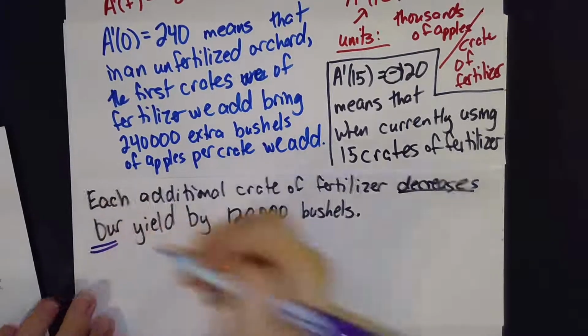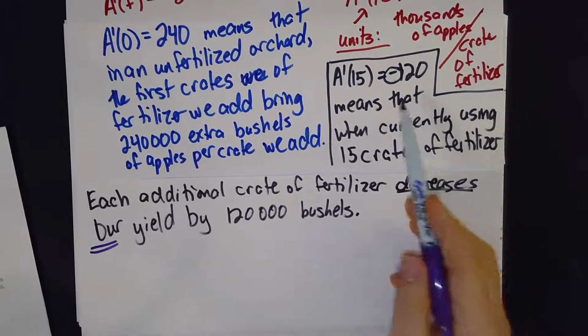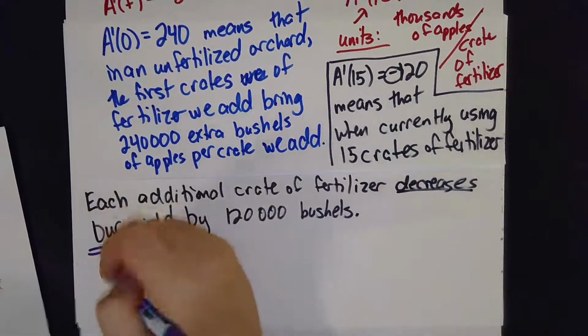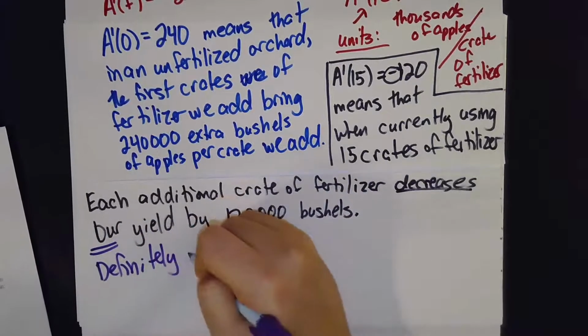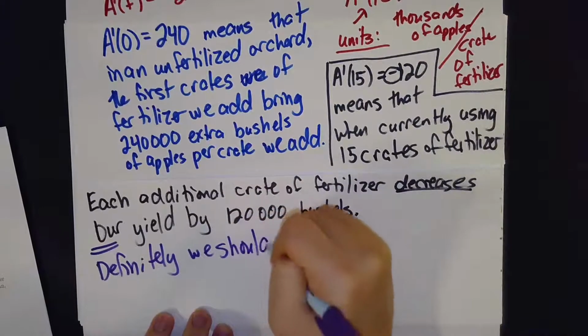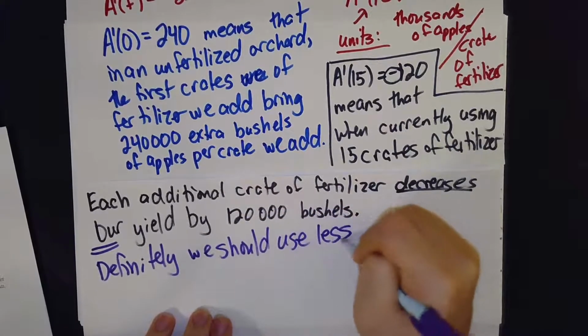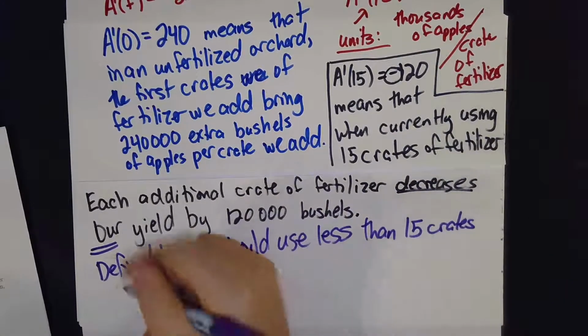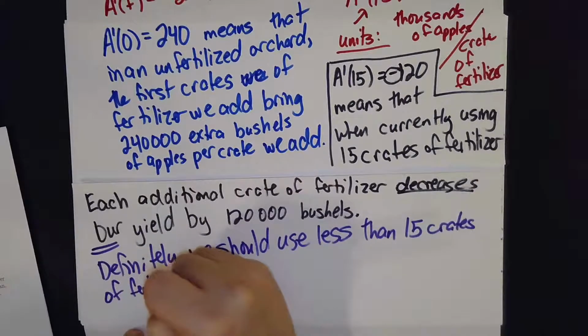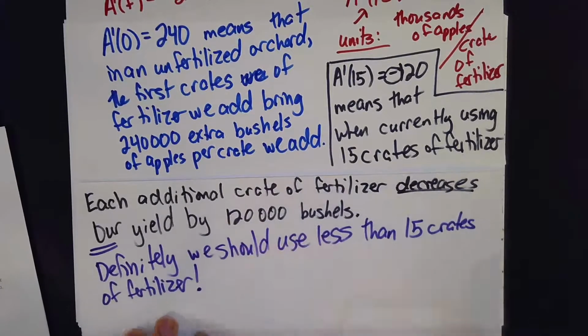Okay. And so the business conclusion here is actually pretty precise. 15 is too many crates of fertilizer. We definitely need to use more than 0, less than 15. Okay, so that is question 14 from C.